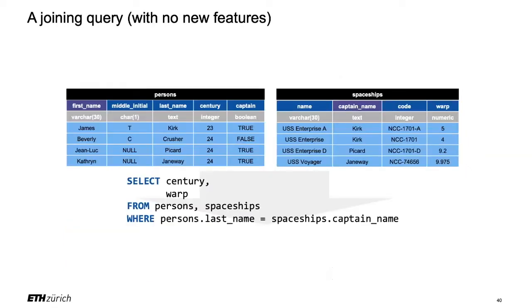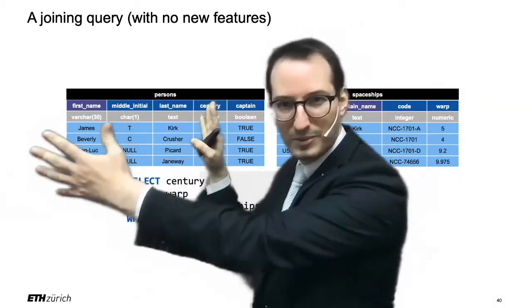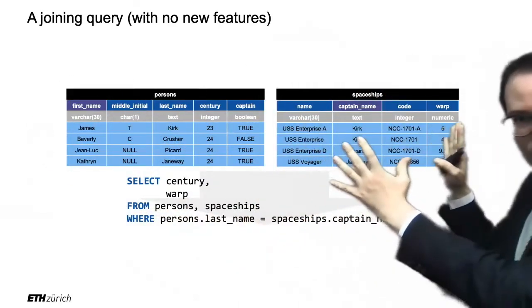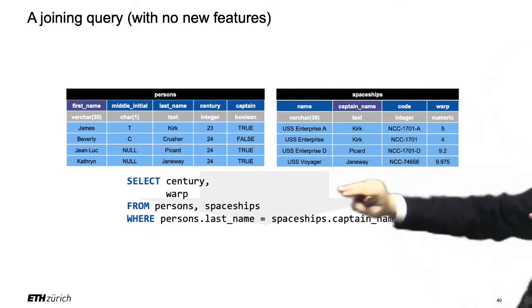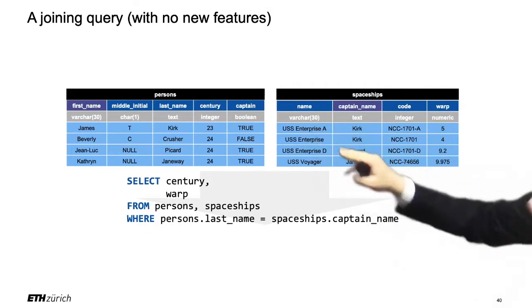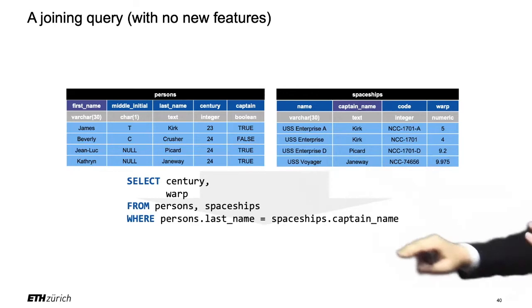All right. Okay, now let's join these two tables. Now I have two. We used to have only one table, now we have two. So we have a table with people. These are the Star Trek characters. And then we have a table of spaceships. So we have Enterprise A and D, the original Enterprise, and USS Voyager.